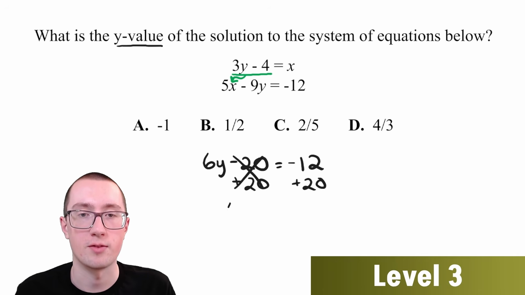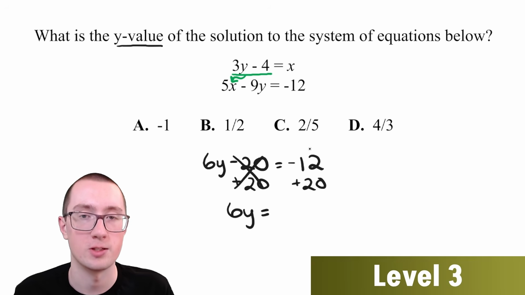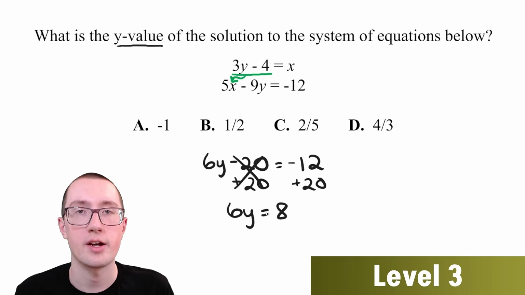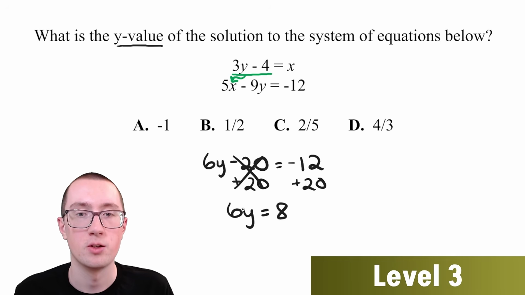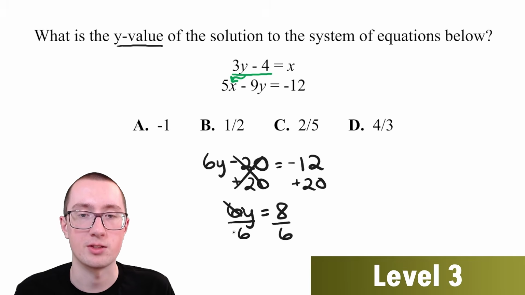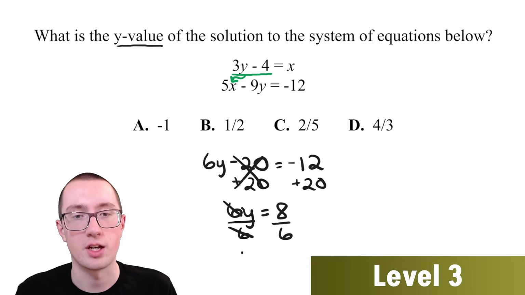On the left side, we just have 6y, and on the right side, we have negative 12 plus 20. That's the same thing as 20 minus 12, which is 8. And now we just have a one-step problem. Whenever you see a number and a letter next to each other, that means multiplication. So I'm going to do the opposite of multiplication, which is division. So the 6's cancel out. On the left side, we just have y.